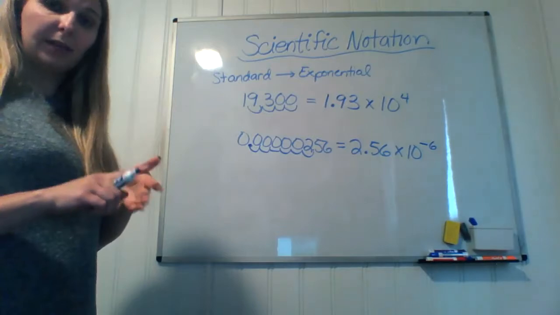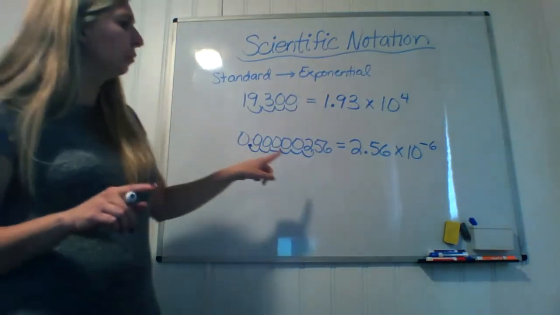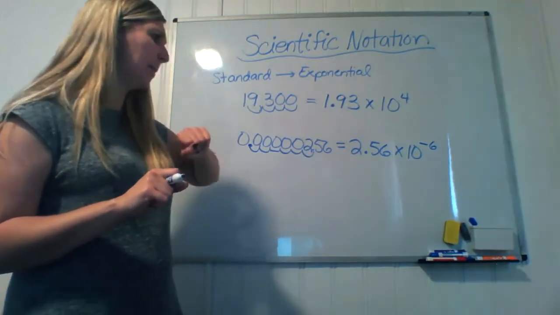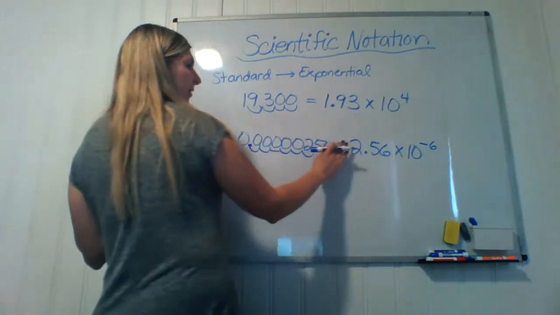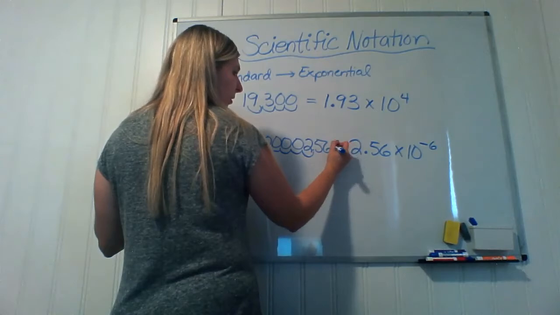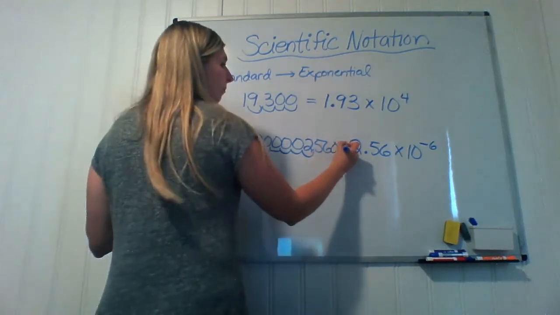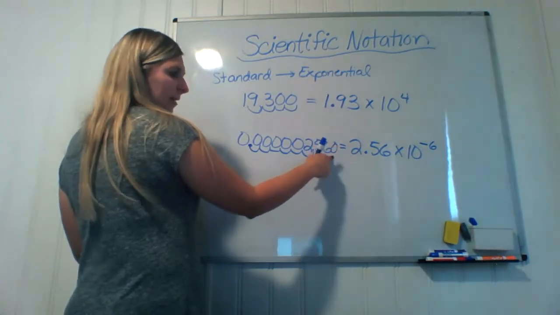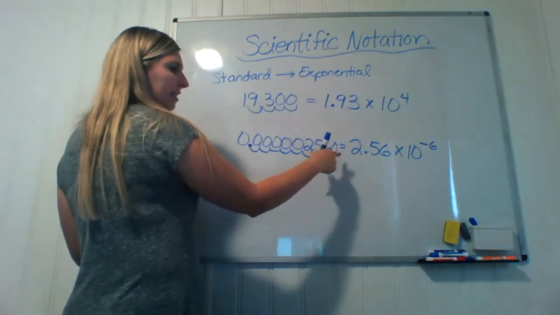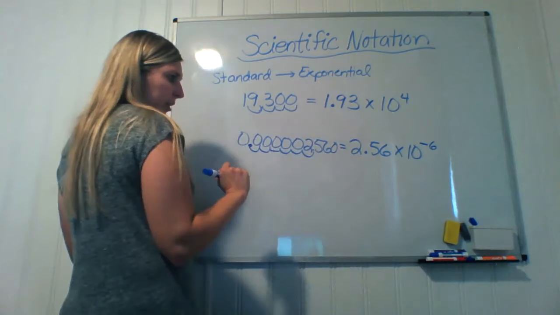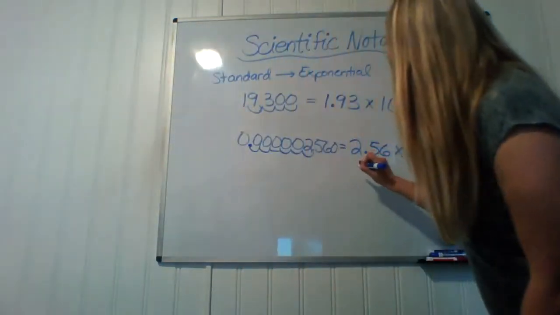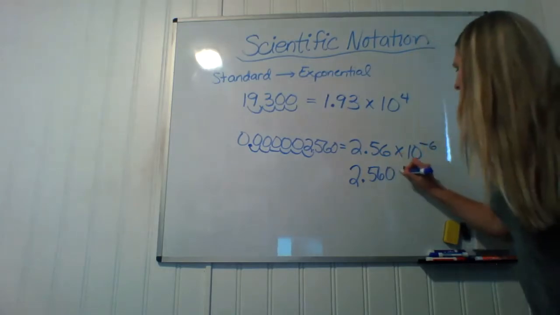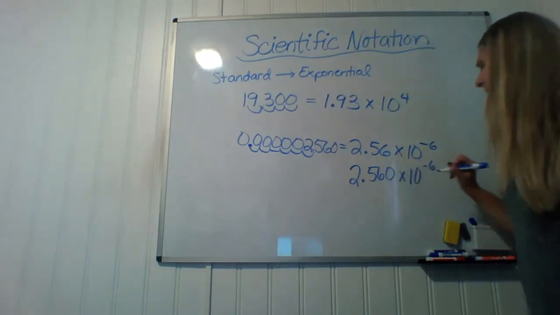Before I move on to the next part, I want to show you what if I had a 0 at the end of this number, or multiple zeros at the end of that number. If we put a 0 at the end of this number, this 0 is significant to your answer. So this 0 is going to be kept in the scientific notation. You would write this as 2.560 times 10 to the negative 6.